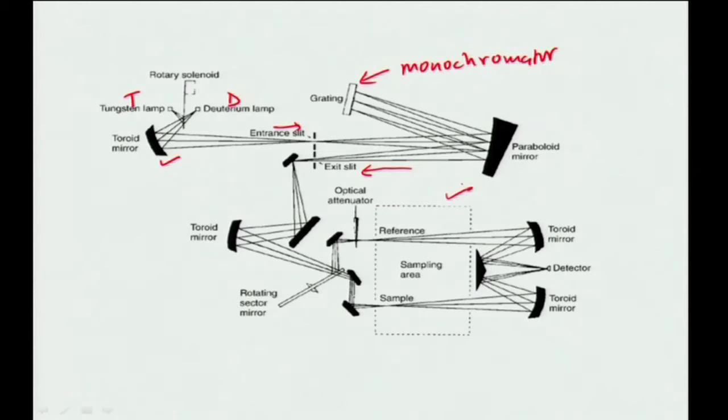Again you have to guide the beam or the light towards the sample area. So, after this exit slit you have another mirror. So, this is the direction. It comes here, there is a toroid mirror, you have all the other optics, but finally you have a reference beam and you have a sample beam. So, two beams are coming out, and then you have a detector.